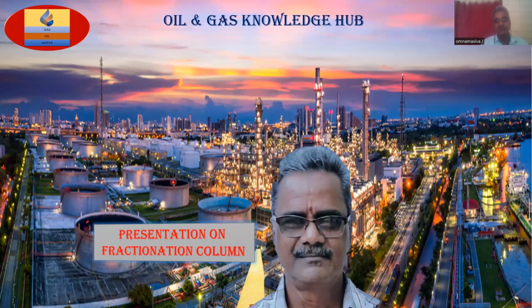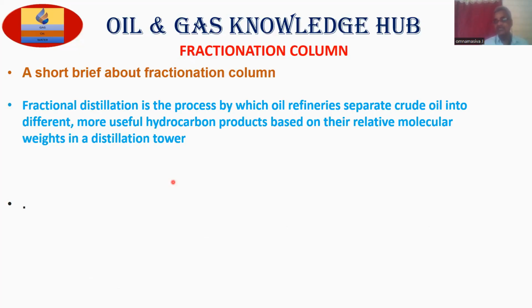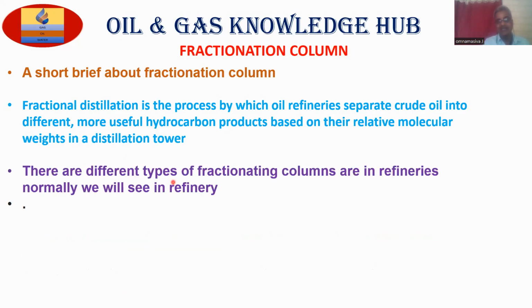There are so many equipments called static equipments and rotary equipments, which are available in the upstream, downstream, and midstream industry. You can call them like this. There are different types of fractionation columns in refineries. Normally, we will see them in refineries.